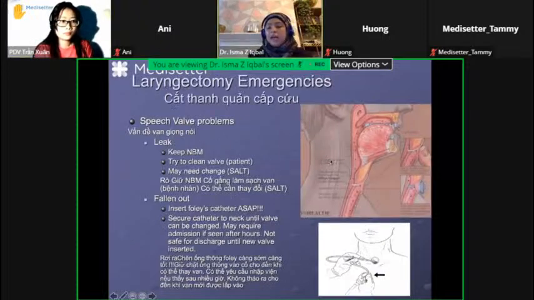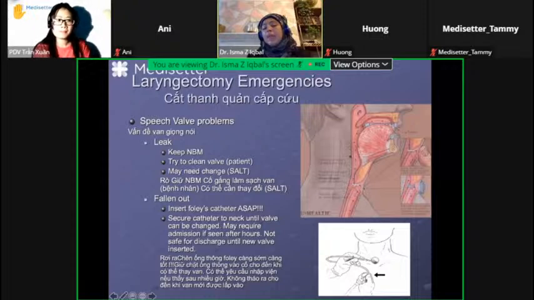Now, patients that have a laryngectomy also have this device here, which I showed you on the other slide, which is called a speech valve, which allows air to enter through, but doesn't allow food or drink to enter across. And that is what helps the patient speak and to articulate.